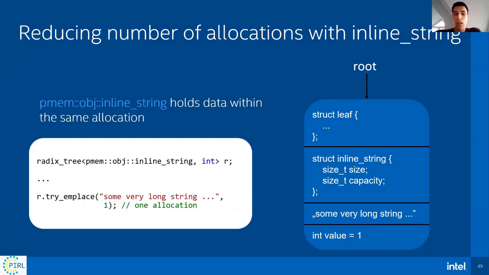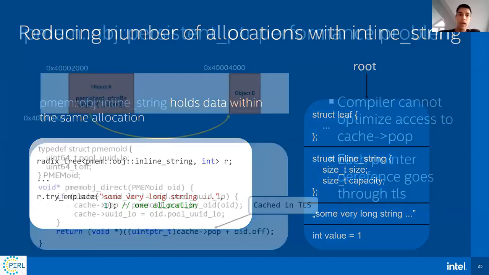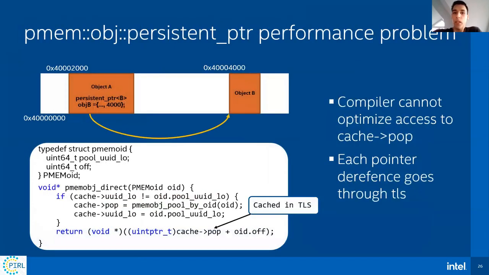Okay, so that was the last container I wanted to talk about. Now I will say a few words about a persistent pointer performance problem. So we got a report some time ago that dereferencing our persistent pointer is very slow compared to regular pointers. And this is true especially if you do that in a loop, and you would expect that the compiler should optimize the code and there should be no significant difference between persistent pointers and regular pointers.